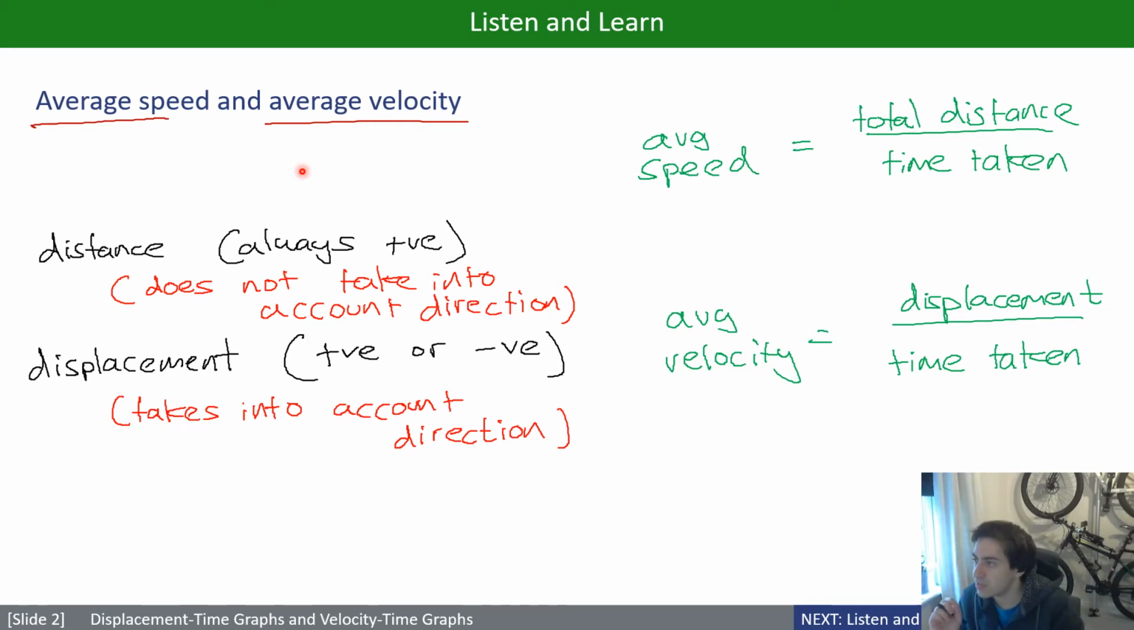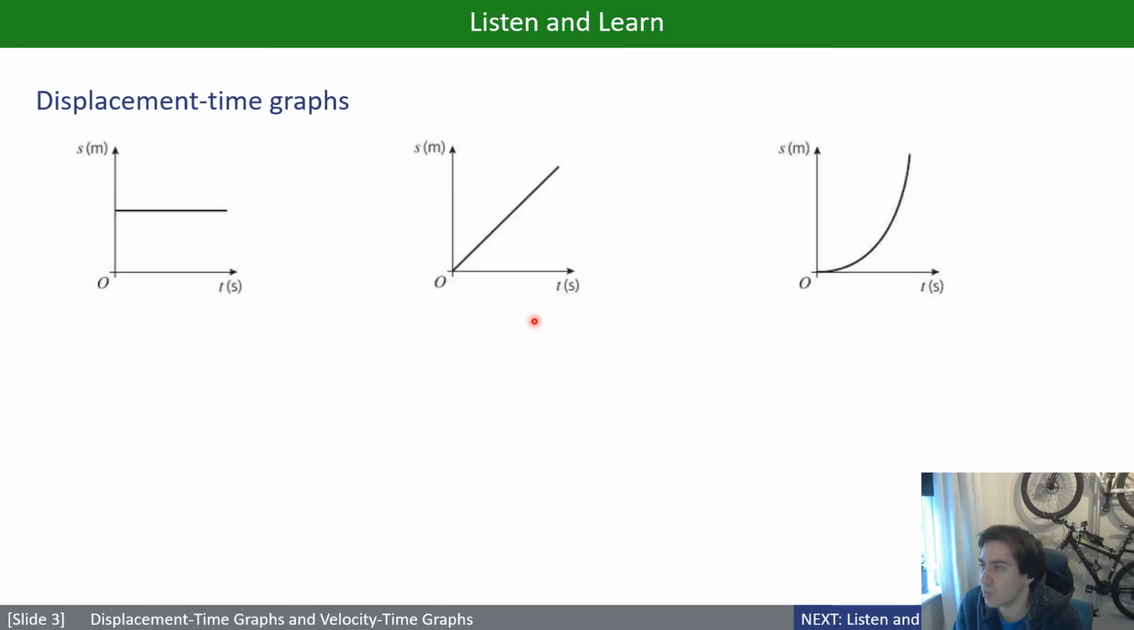So having clearly defined those two types of average, let's take a look at our first set of graphs, displacement time graphs. So here we have 3 graphs, and on the x-axis we've got time, t, and on the y-axis we've got displacement, which is commonly measured with the letter s rather than the letter d. And that will be consistent throughout the sort of mechanics topic. We'll tend to use s to refer to displacement. In the brackets you've got the units, so we've got seconds versus meters, though for our purposes that doesn't matter in terms of what the graph looks like.